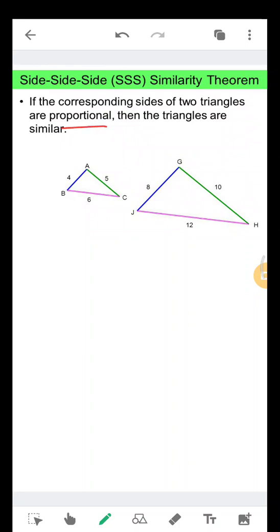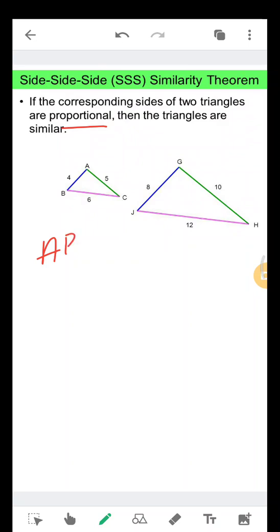Let us check out. We will find the ratios of sides. In congruency we used to check whether the sides are equal or not. We used to say AB is equal to GJ, BC is equal to JH, but this way I can't say it now because they are not equal. So for similarity of triangles we check the ratio of sides. For your convenience I have taken different colored lines.